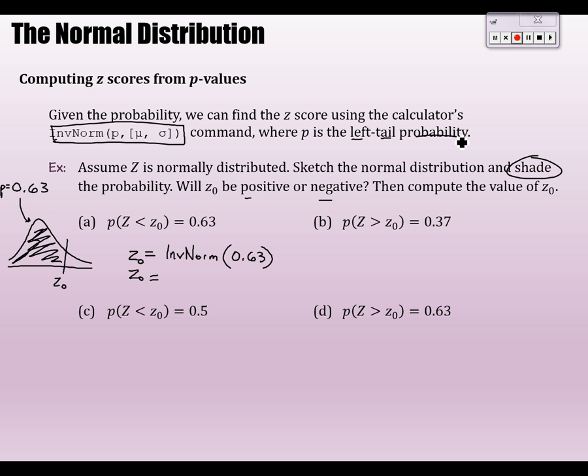So whatever this comes out to be, let me do it too. 0.332. Yay. Okay. Does it make sense? So we're saying that's the 63rd percentile, 0.332. That z-score. Okay. Great. How about this one?